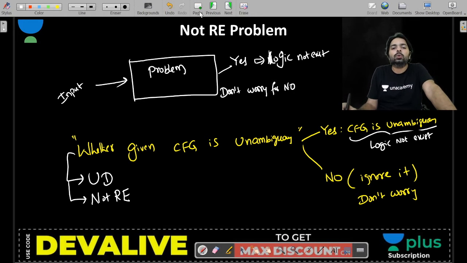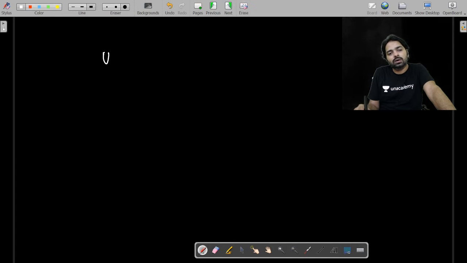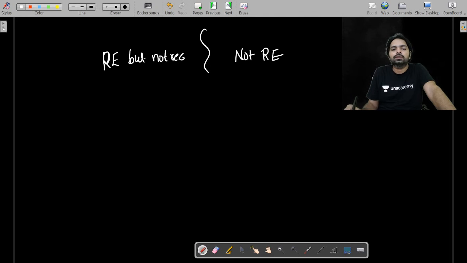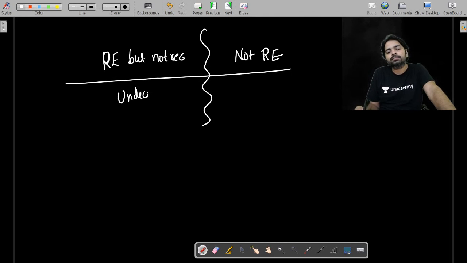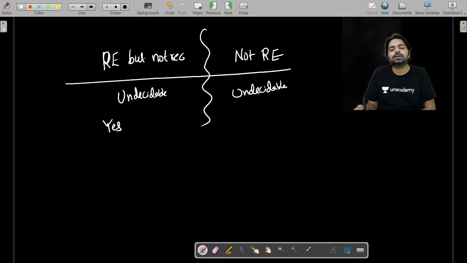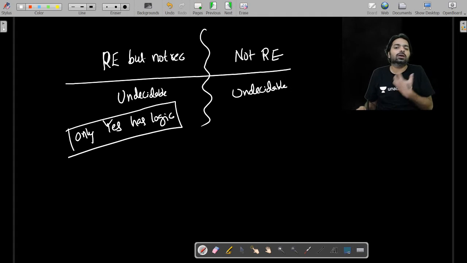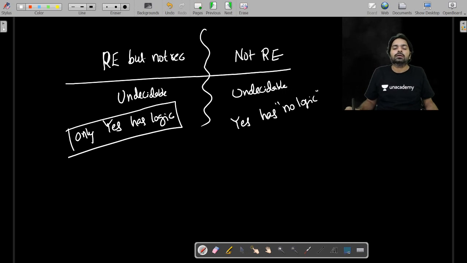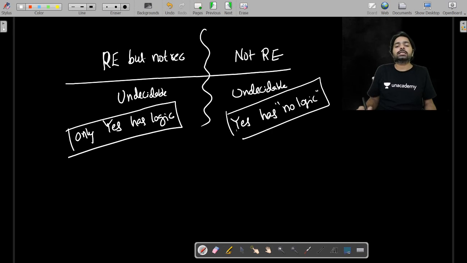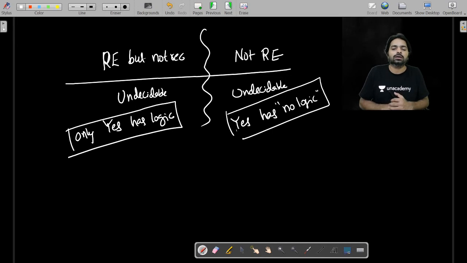Everybody, understand the two things. I'm telling you again: what is RE but not recursive, and what is not RE? Remember, this is also undecidable. Both are undecidable, and for both of them an algorithm does not exist. But here, only yes has logic. Here, no has no logic. Undecidable, yes has no logic, and no may or may not, we don't care. Understand these two sentences carefully. Both are undecidable, but one is semi-decidable, the first one, which has yes as a logic, but the other has no logic at all.